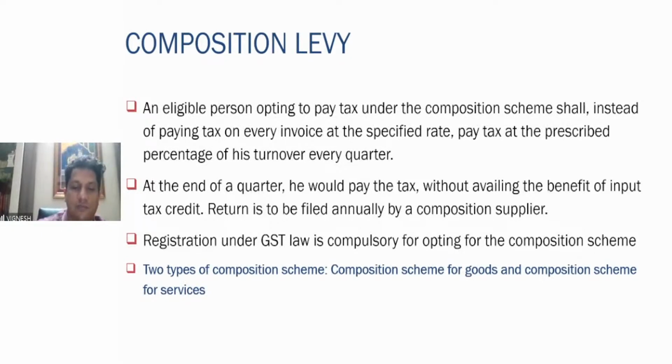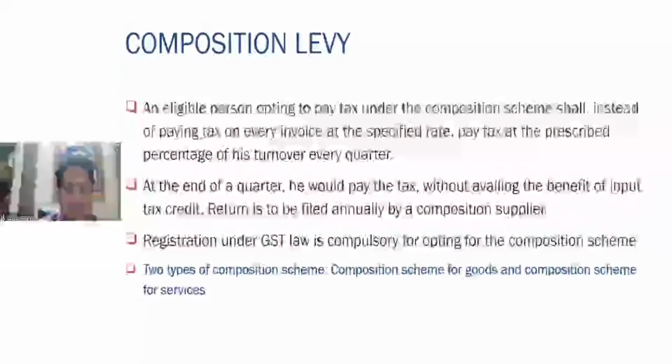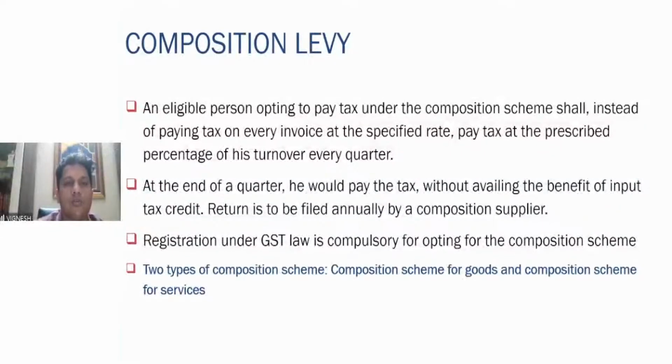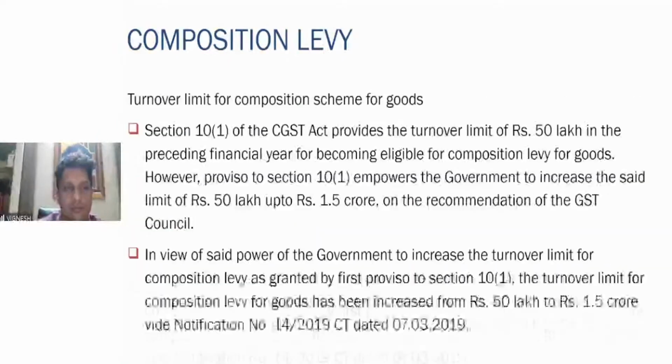Two types are there. One is for goods and one is for services. Goods, as I told you, manufacturer 2%, trader 1%, restaurant service providers 6%. Turnover limit, as I told you, 50 lakhs in the preceding year. But however, the proviso empowers the government to increase the said limit of 50 lakhs to 1.5 crores on the recommendations of the GST Council. So in view of this, the government has actually issued the notification on 14 March 2019, from 50 lakhs to 1.5 crores.